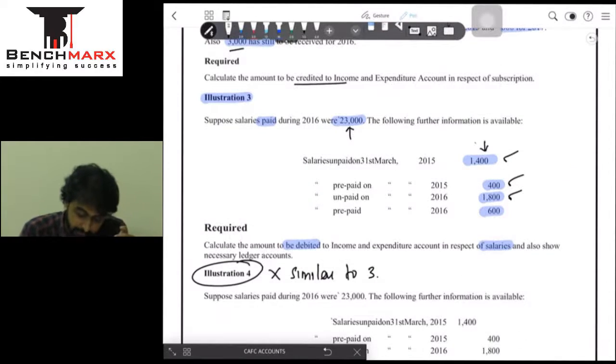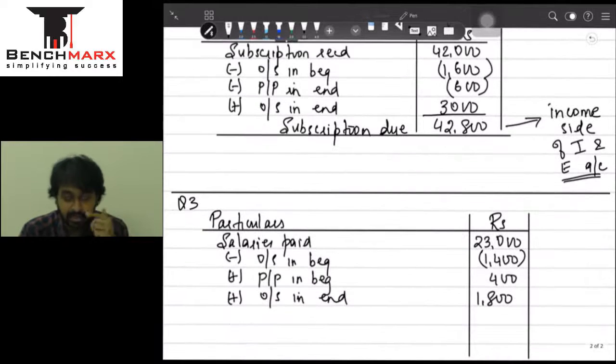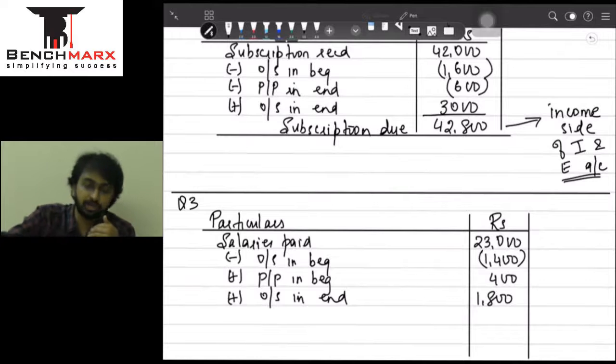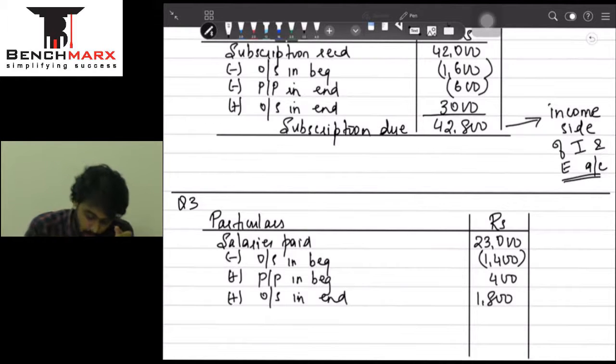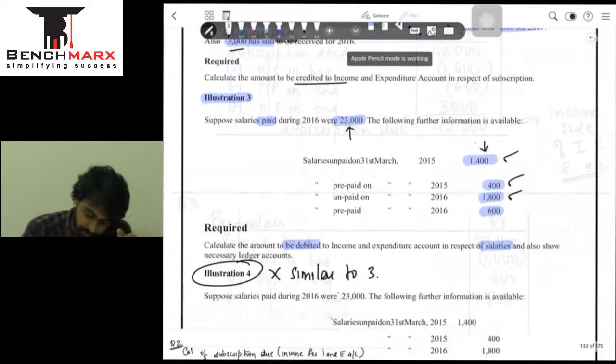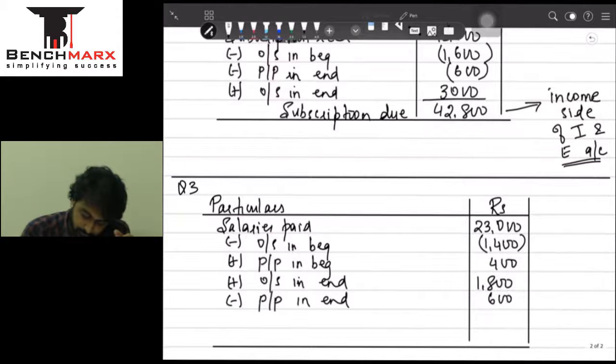Then 600 is prepaid in the end. Again, it's more like a prepaid expense. Maine payment kar diya hai. That means it is a part of 23,000. But then it is prepaid for the next year. It is a next year's expense. So exclude it from current year. It's a part of 23,000. So my job is to subtract it as less prepaid in the end. Amount appears to be 600. I will subtract it.